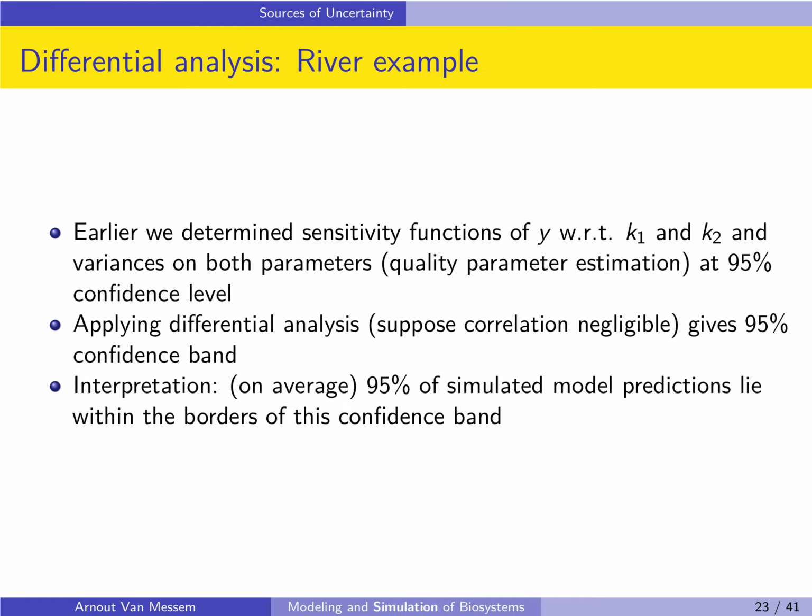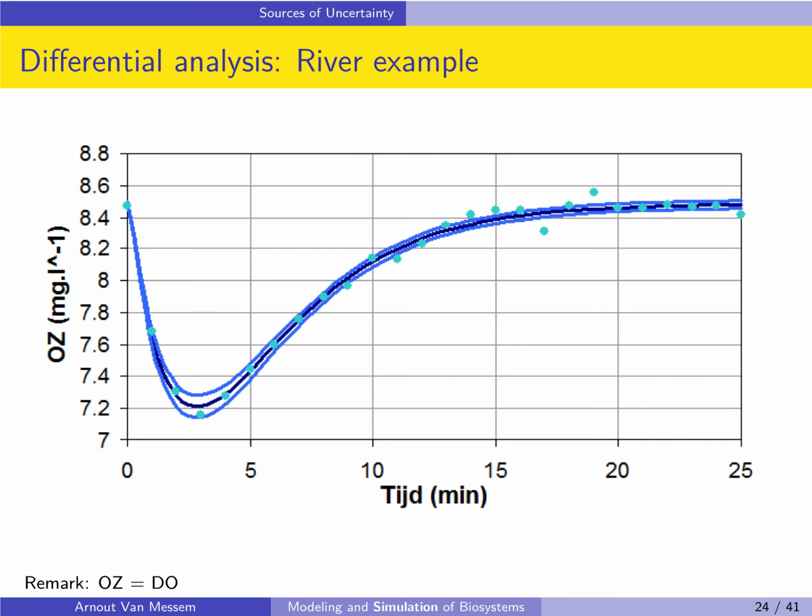For our river example, we have earlier calculated the sensitivity functions of y with respect to the parameters k1 and k2, and we have also calculated the variance for k1 and the variance for k2, and this will then allow us to apply differential analysis to find a 95% confidence band. This 95% confidence band means that on average 95% of the simulated model predictions will lie between the borders as defined by this confidence band. And then if you plot it, you get this graph.